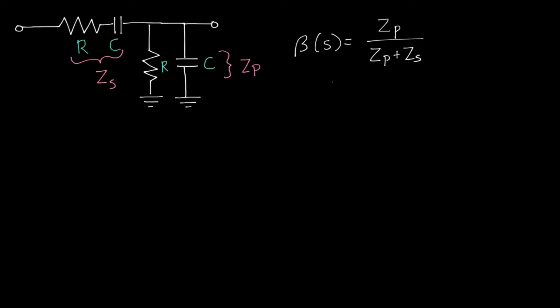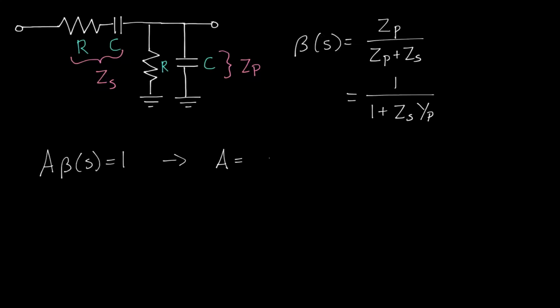To simplify this expression, we can now divide both the numerator and the denominator by ZP. Now we have a vague form of how beta should look. We can go back to the main question, which is how to find the closed loop poles. Finding the closed loop poles is equivalent to solving the expression A beta S is 1, which means we could also solve it as A is 1 over beta S.